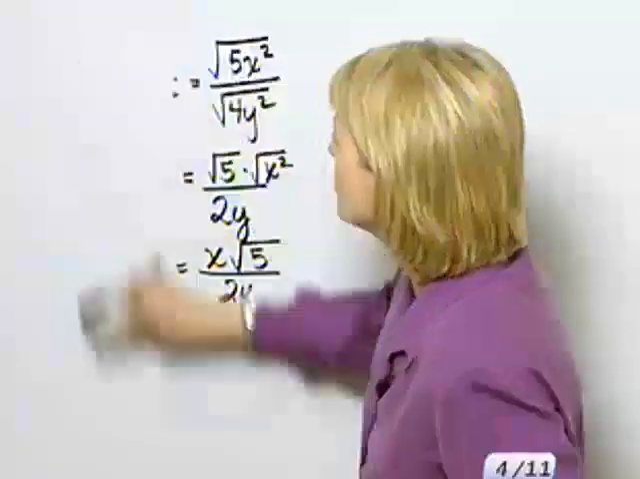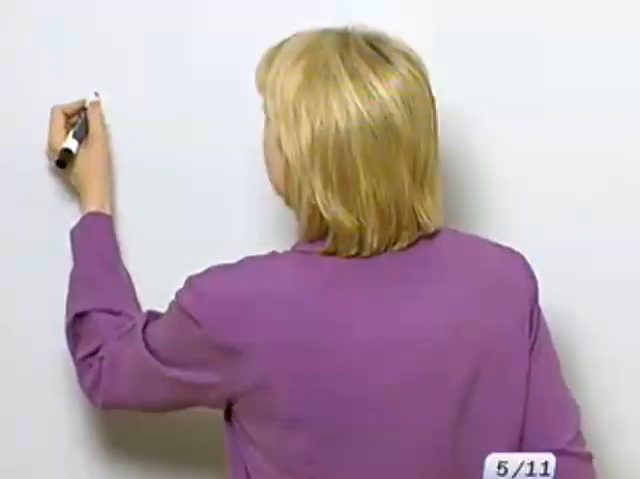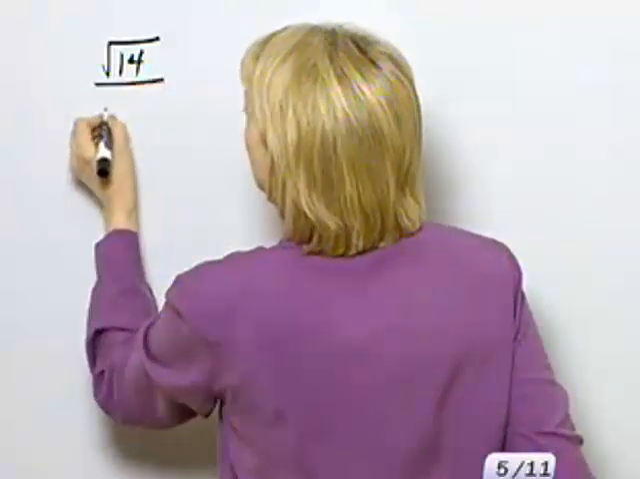Let's continue. We're going to use the quotient rule a little differently now. Suppose I have, say, the square root of 14 over the square root of 7.